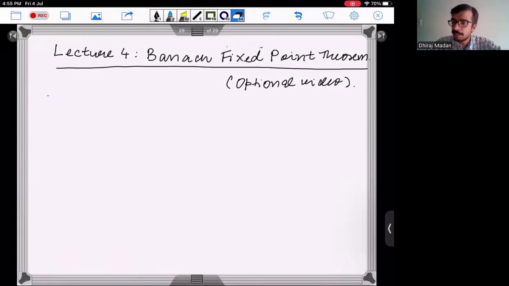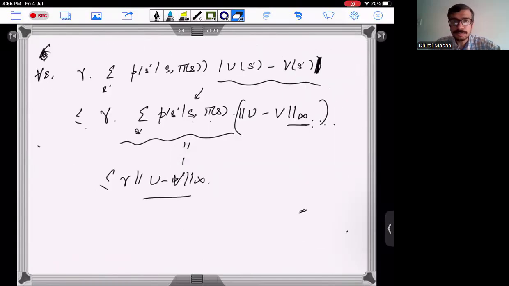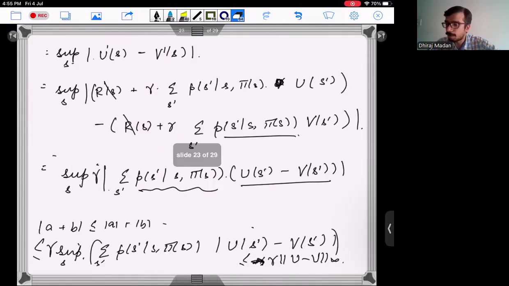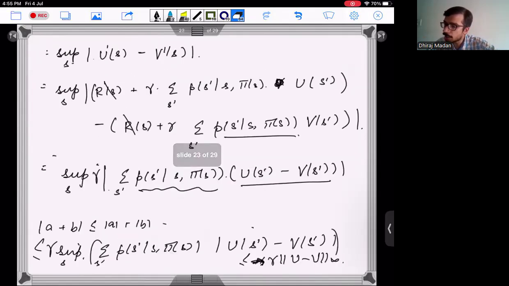So in the last lecture, we had discussed the convergence of an iterative algorithm for computing the value function corresponding to a given policy. And we had shown that the particular iterative algorithm converges to the value function which is given by the set of Bellman equations, right? So that's what our claim was. And we had proved that this convergence happens using a fixed point theorem, and in order to do that, we had to show that the given mapping is essentially a contraction mapping.